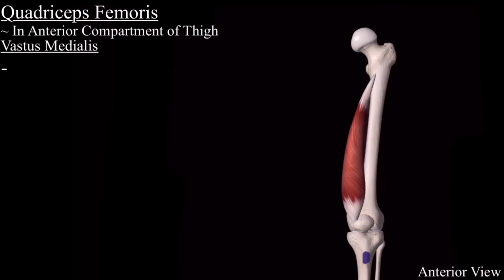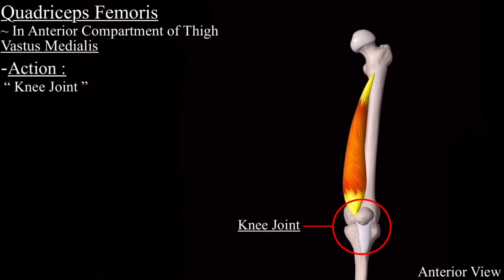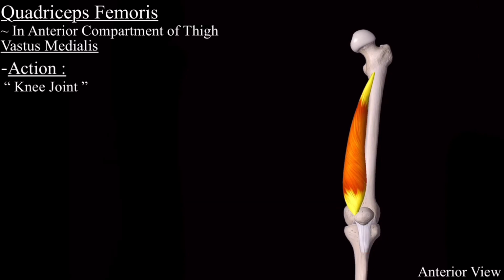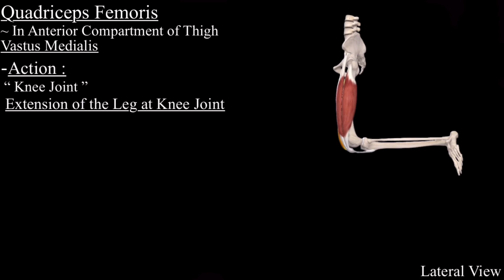The main action of the vastus medialis muscle is on the knee joint, and it makes sense. The muscle only crosses the knee joint. Since this muscle passes anterior to the knee joint, it is inserted on the patella bone and through the patellar ligament on the tibial tuberosity. So its main action is the extension of the leg at the knee joint. And it makes sense. If the knee is flexed, then contraction of this muscle will pull the tibia in this direction.